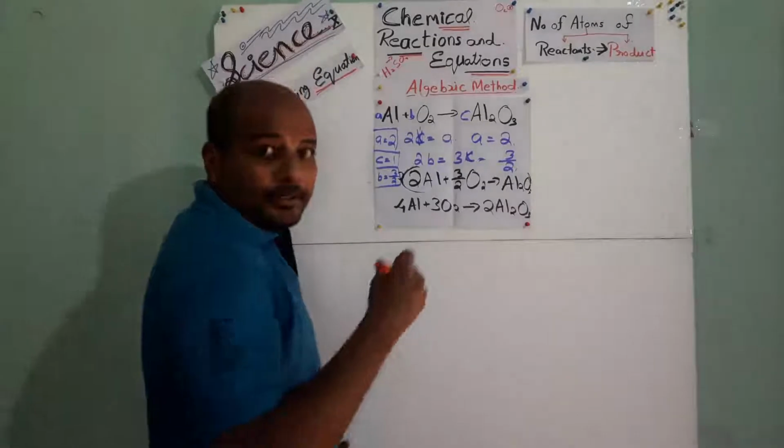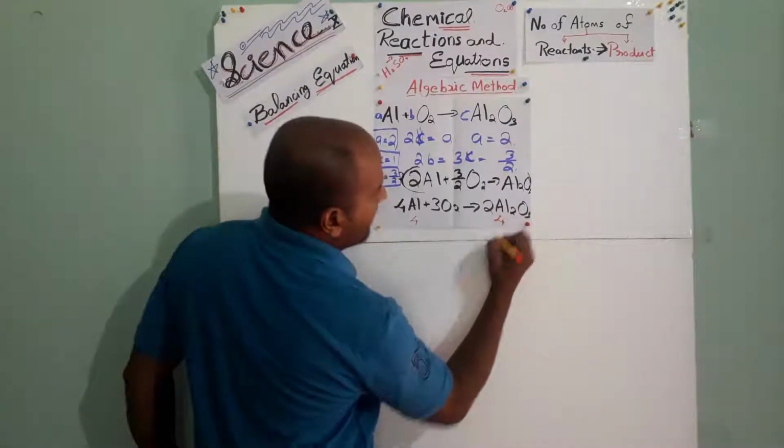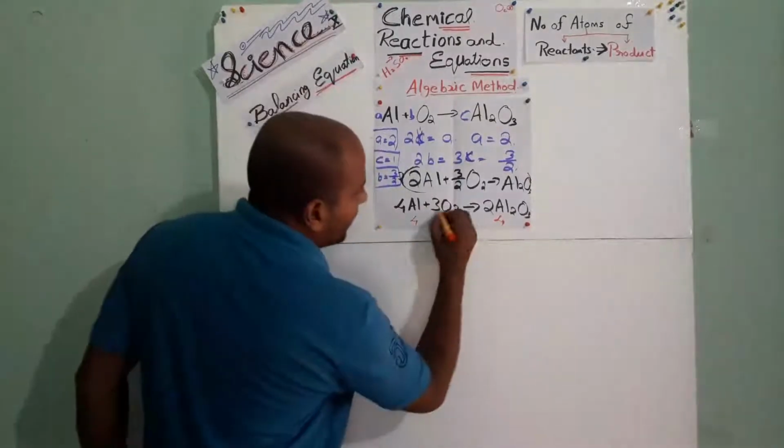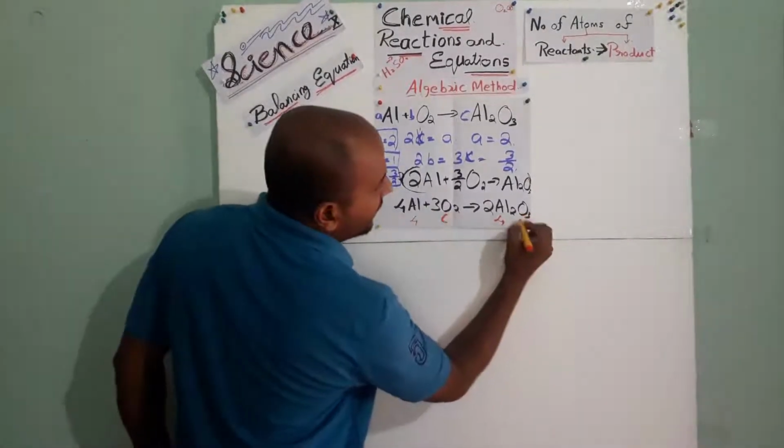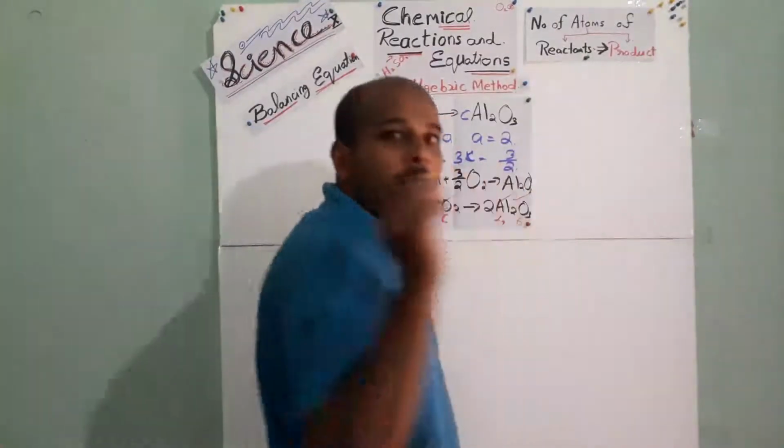We have aluminum 4 here. Here also 2 into 2, 4. Here oxygen 6, 3 into 2, 6. Here 3 into 2, 6. Aluminum balanced, oxygen also balanced.